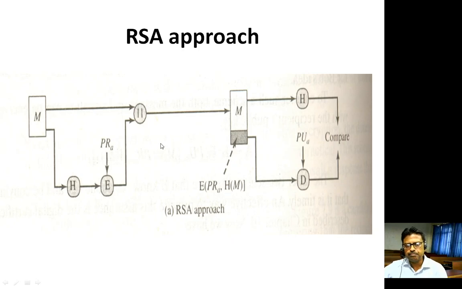So this is a very simple approach in which the private key is used to encrypt the hash value of the message. Along with the message, it is sent. The message and the encrypted value, the signature, come to the receiving end. The receiver will decrypt with the help of the public key and try to calculate the hash value of the original message received, and it is compared. So this is the RSA approach.